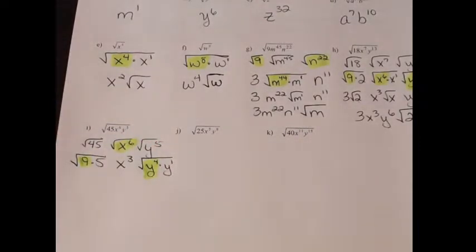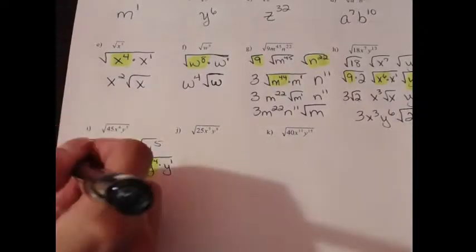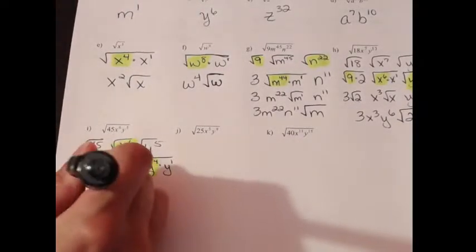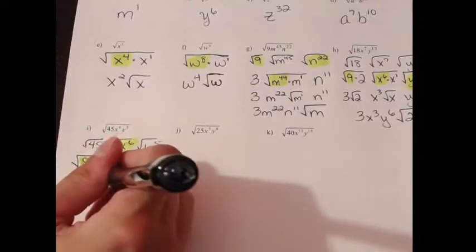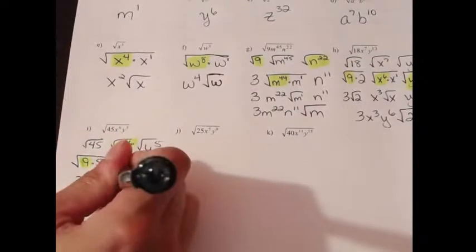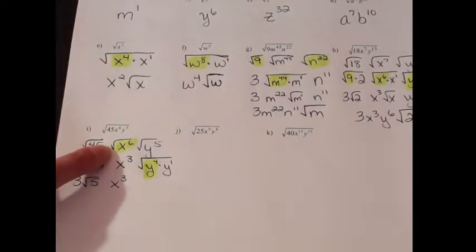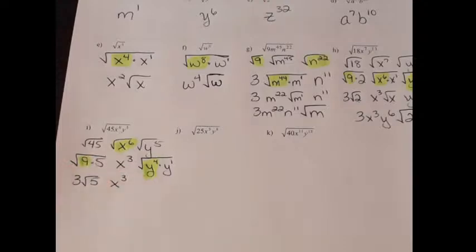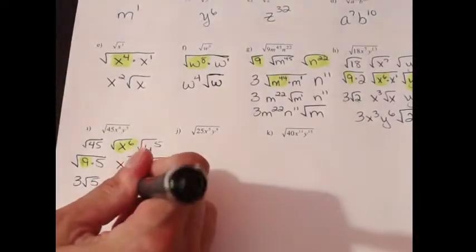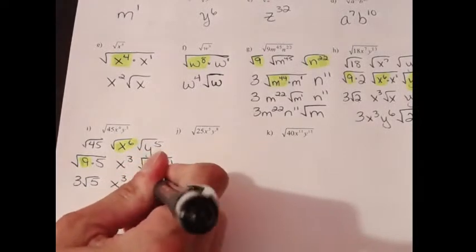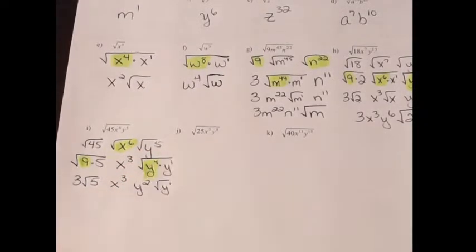So now let's evaluate. The square root of 9 is 3. We're left with the square root of 5. I have x to the 3rd, which literally stays exactly as is because we finished applying the square root to x to the 6th. So I'm just simply bringing that down. Square root of y to the 4th is y to the 2nd power. And of course, we still have square root of y to the 1st.